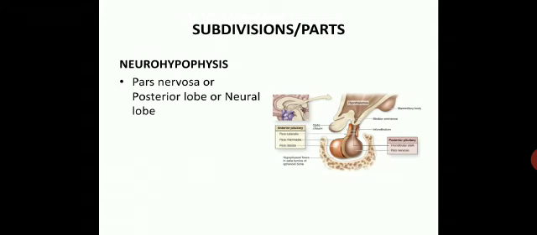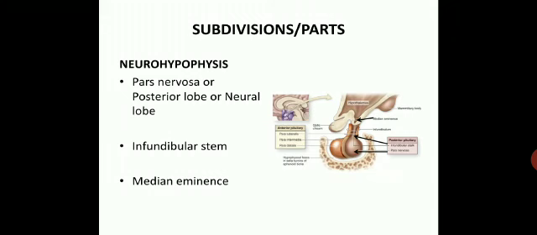Neurohypophysis has the pars nervosa or the posterior lobe or the neural lobe. It is smaller than the anterior lobe and lies in the posterior concavity of the larger anterior lobe. Infundibular stem contains the neural connections of the posterior lobe with the hypothalamus. Median eminence of the tuber cinereum is continuous with the infundibular stem.